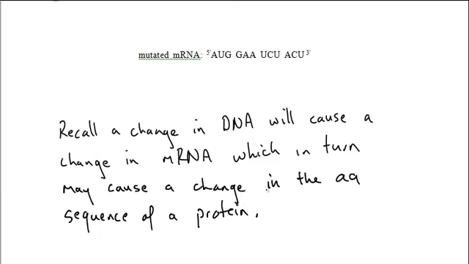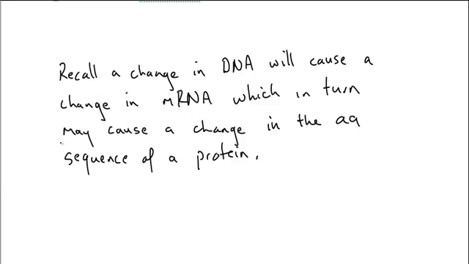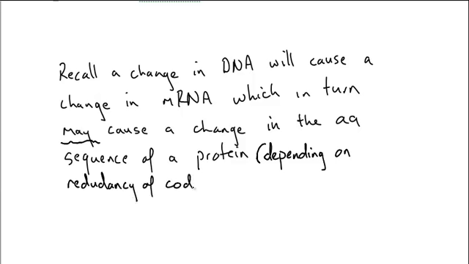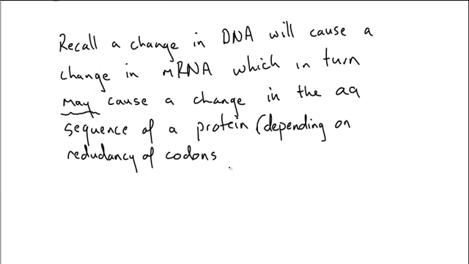Okay, and just a quick question. Why did I say it may cause a change in the amino acid sequence? Think back to what we know about translation. That's right. We could end up with no change depending on redundancy of the codons. If the nucleotide change still results in a codon that codes for the same amino acid because of redundancy, you would get what's called a silent mutation. You wouldn't even realize it's there because you'd still have the same amino acid.